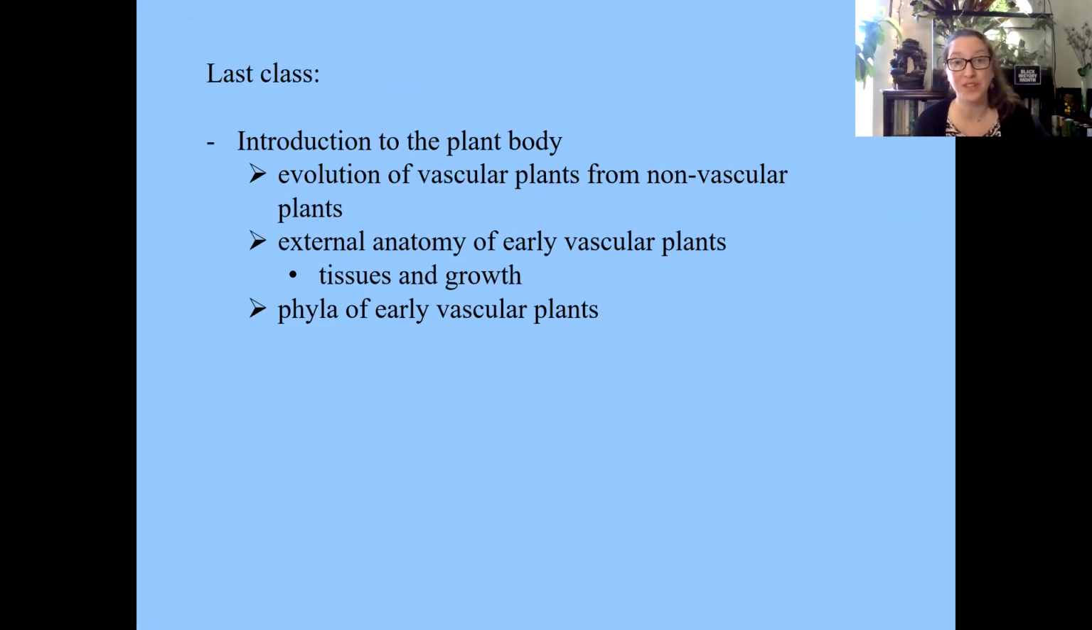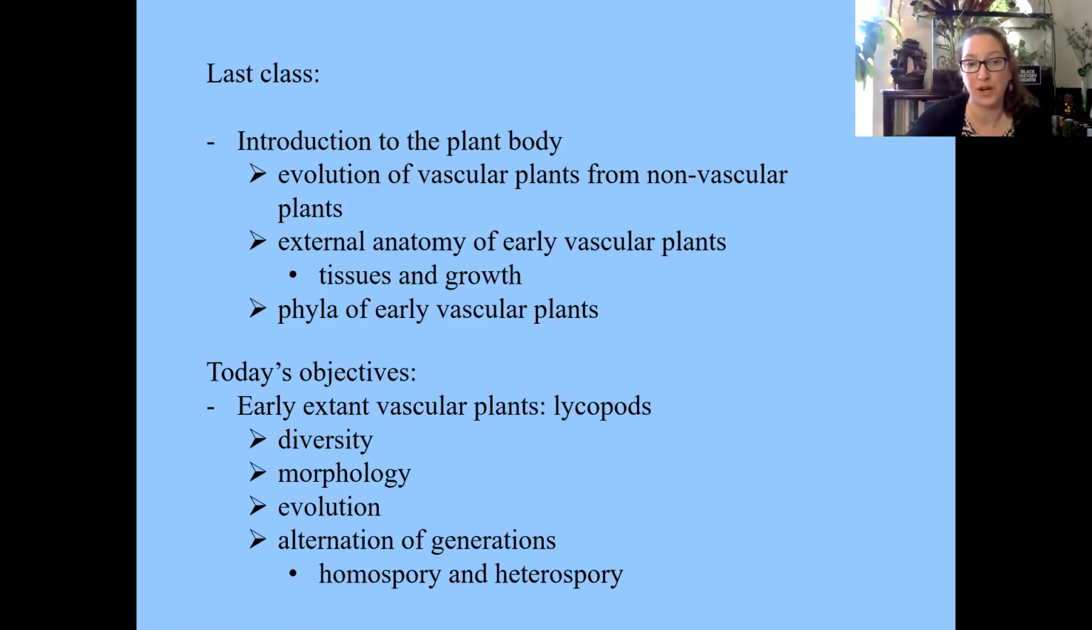Okay, last class we finished up, we introduced the vascular plants and switched from non-vascular plants to vascular plants. And we talked about some tissues and some growth, which is not my favorite part of the class, but it is a part that we have to cover. And then we briefly talked about the phyla of these early vascular plants, including some that are extinct that we no longer have, but then some that are extant, which means they're still around.